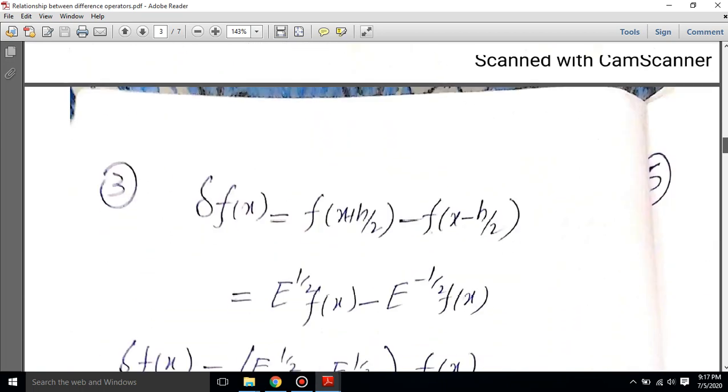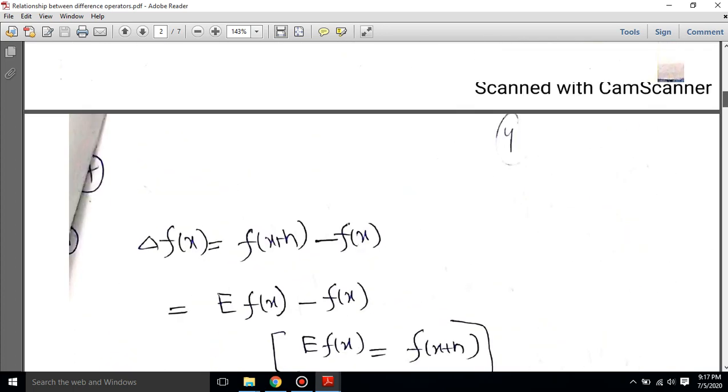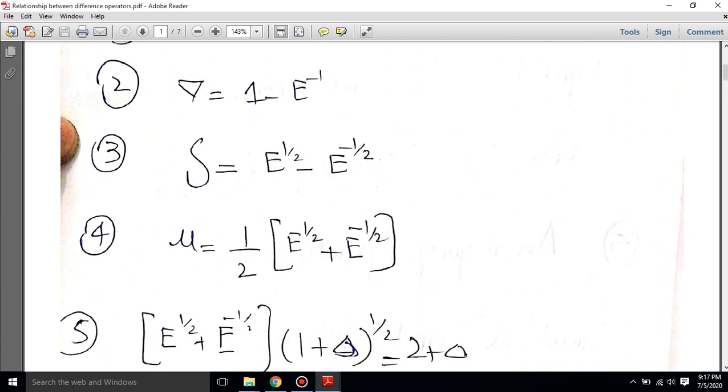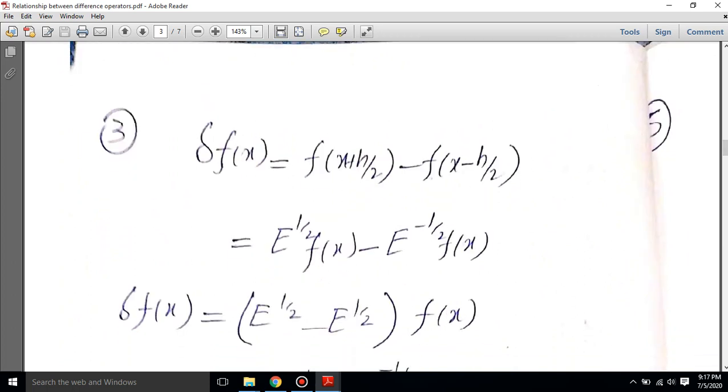Okay, now moving on to the third one. This is the relationship as far as our central difference operator is concerned. I am going to show you again here so that you remember what we want to show as the result. Why are we getting this? Moving further, we are assuming that when we apply the central difference operator to a function f of x, it gives us f of x plus h by 2 minus f of x minus h by 2. Remember this from the definition of the central difference operator.